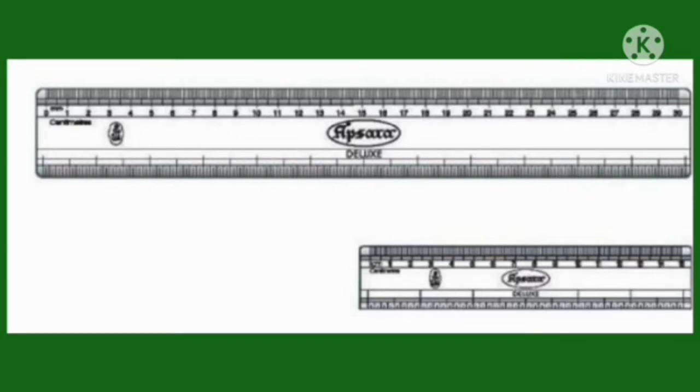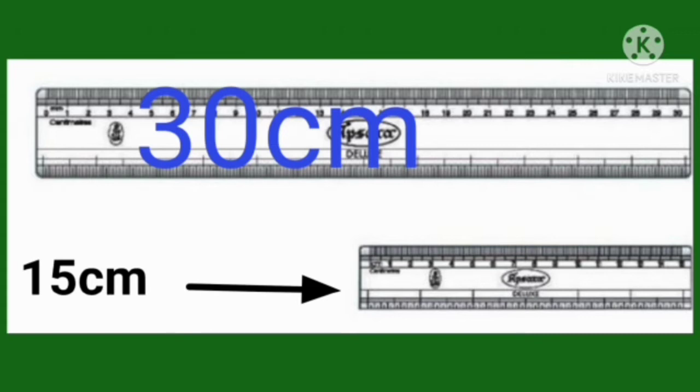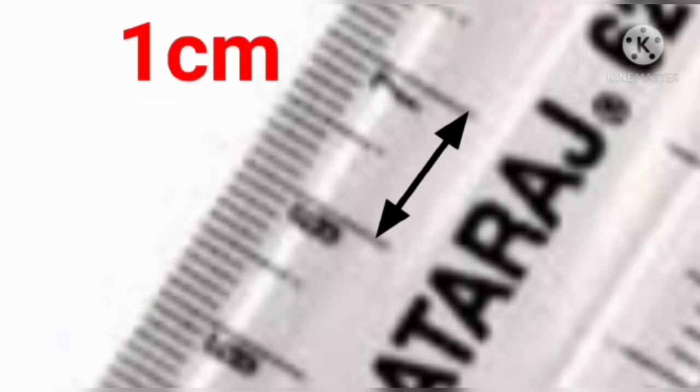You all would have seen a scale. Scales may have measurements till 15 centimeters or 30 centimeters. Centimeter is the unit of measurement in a scale. If you observe a scale, there will be 9 short lines and 1 long line. This group of 10 lines is equal to 1 centimeter. It is written as 1 cm.